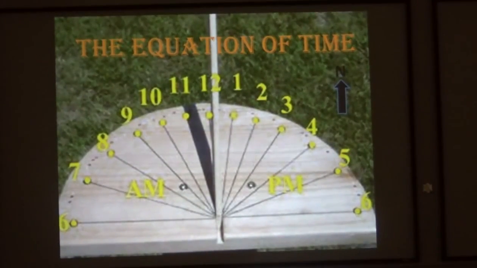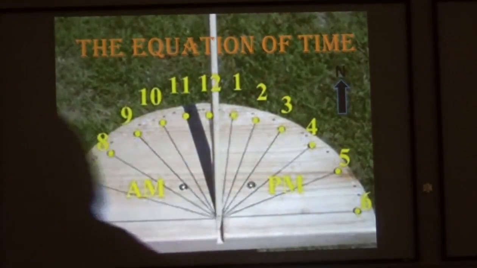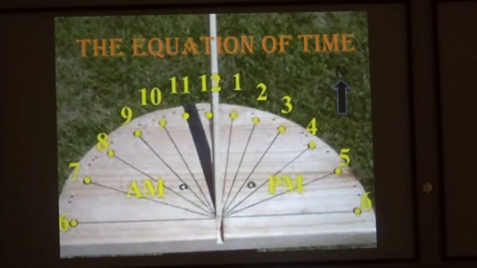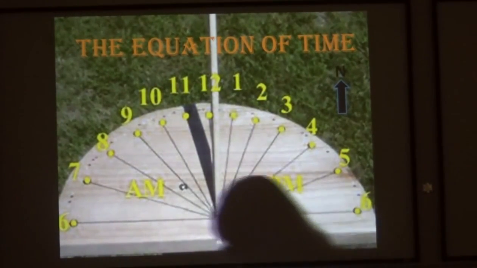Tonight we're going to be talking about the equation of time. Some of you may not know what that means. It's not some kind of equation that will tell us how old the universe is or how old we're going to live. What it basically is, is a graphical equation that tells us how early or late the sun gets to the middle of the day.